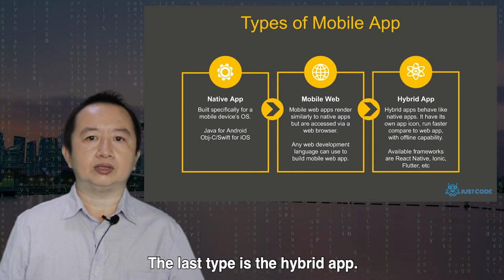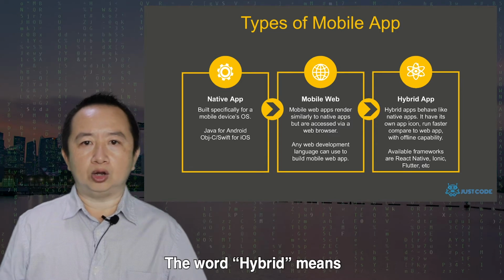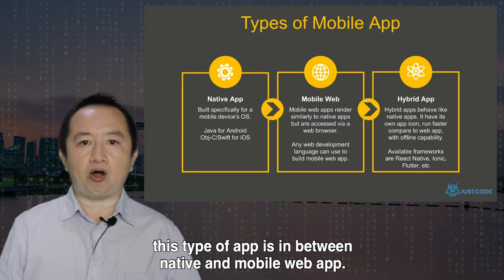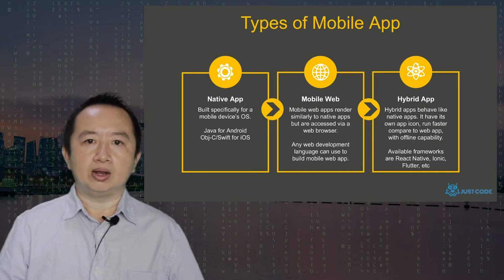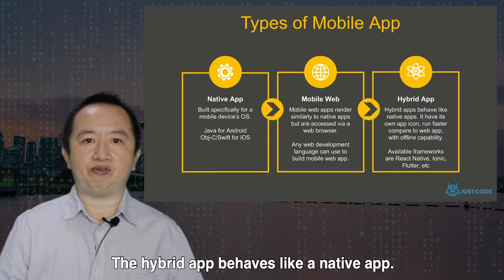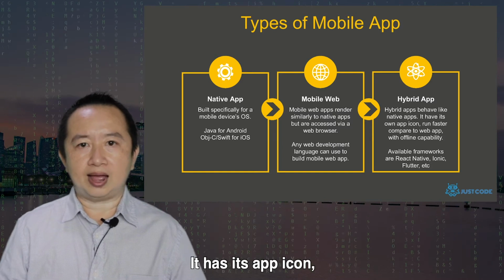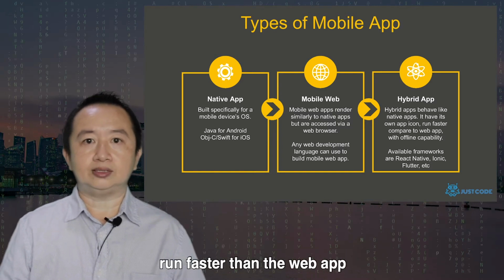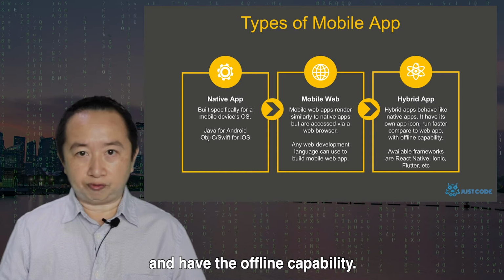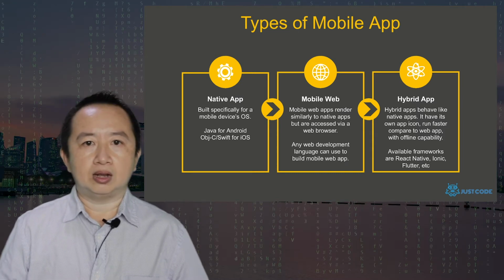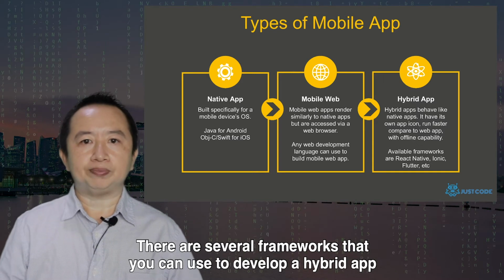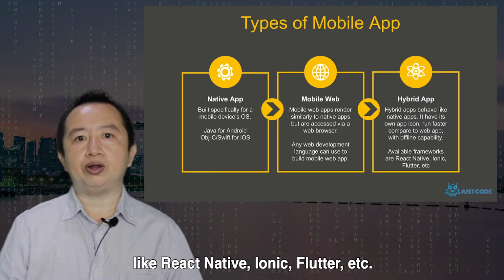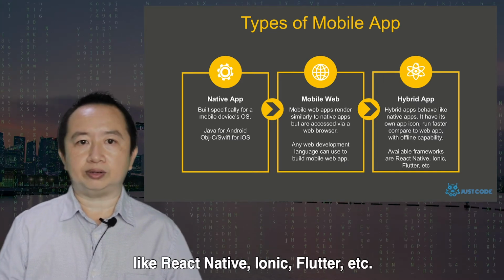The last type is the hybrid app. The word hybrid means this type of app is in between the native and mobile web app. The hybrid app behaves like a native app. It has its app icon, runs faster than the web app, and has offline capability. There are several frameworks that you can use to develop a hybrid app, like React Native, Ionic, Flutter, etc.